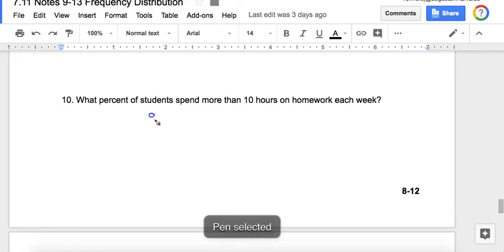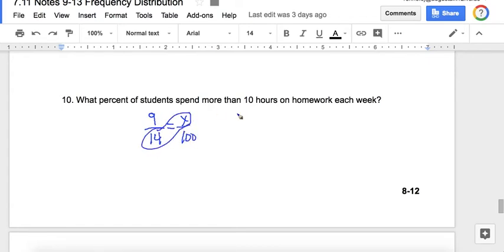Remember, there's more than one way, but I'm going to show you with the proportion. So 9 out of 14 equals x over 100. 14 times x is 14x, and 9 times 100 is 900. Divide both by 14.